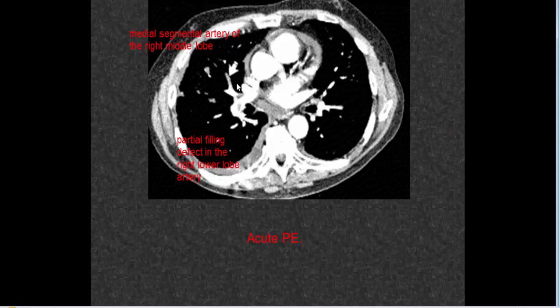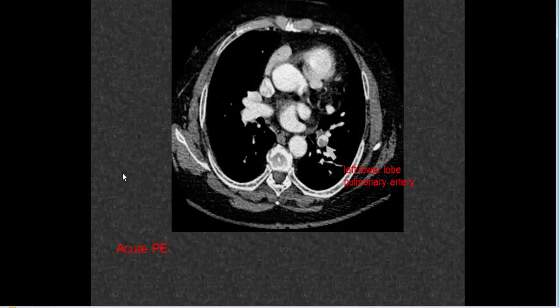centralized. This is an area of embolism. Right, left lower lobe pulmonary artery. We see this. Don't miss acute pulmonary embolism. Don't wait to see an embolus clearly large in the main pulmonary artery. Try to find it in the segmental artery. Left lower lobe pulmonary artery.